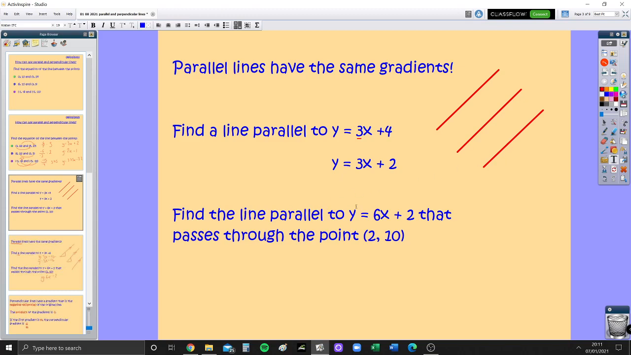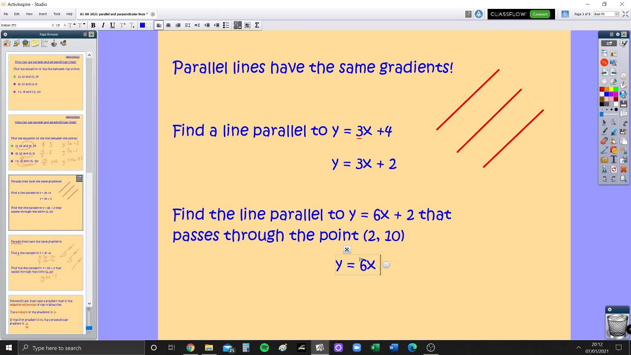So find the line parallel to y equals 6x plus 2 that passes through the point 2, 10. So this is a little mix of a substitution question and a parallel line question. Well, we know that it's got to have the same gradient. So you can start off your line equation. It's got to have a gradient of 6 as well. So it's from y equals 6x.